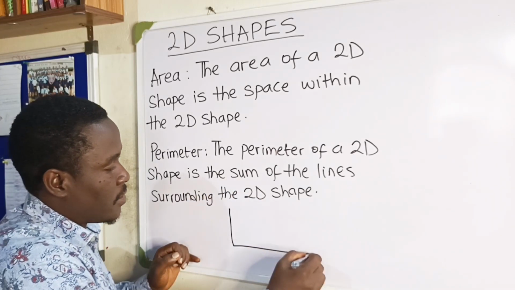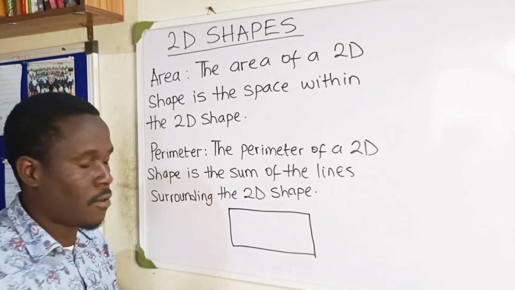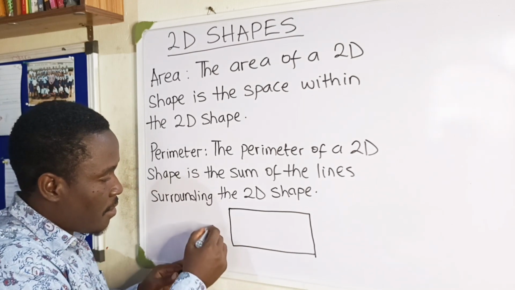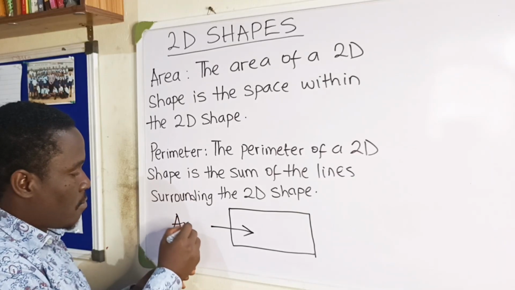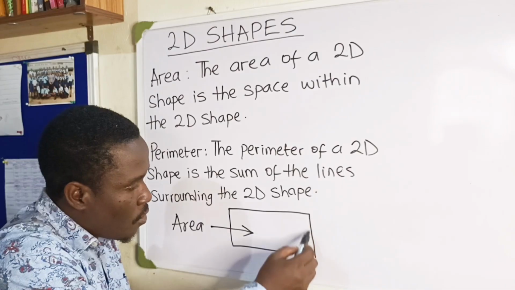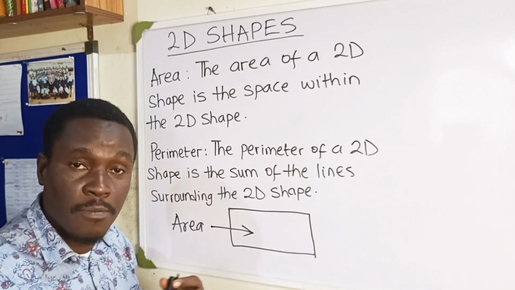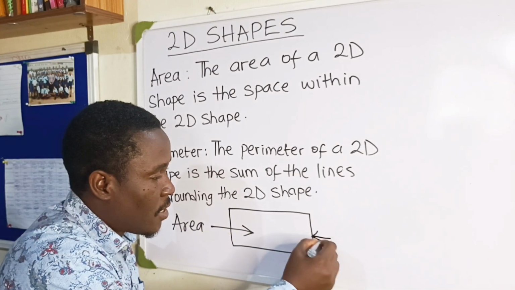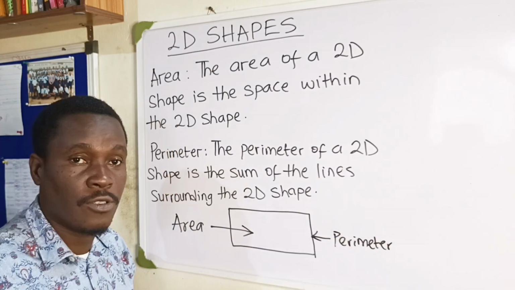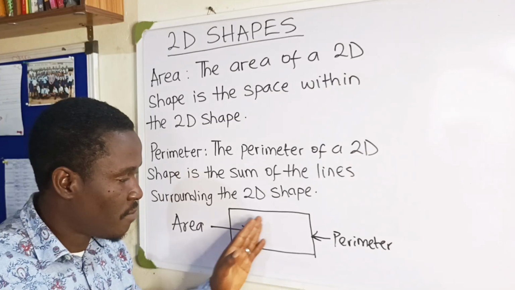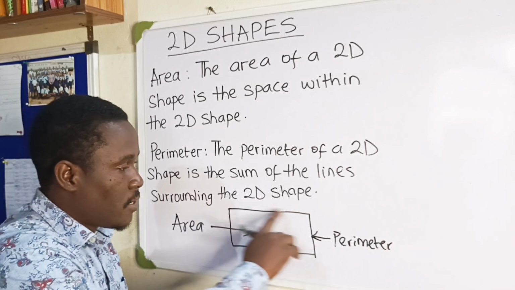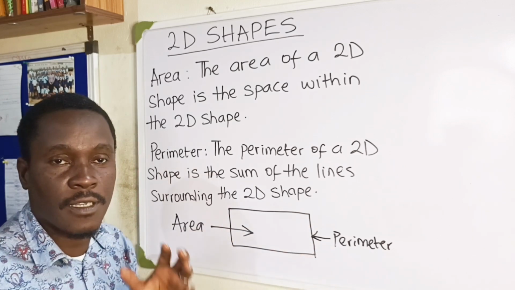So if we have a shape like this, the empty space, this space inside, is the area. So the empty space is the area of the 2D shape, while the sum of the lines is the perimeter. So the perimeter is the line, the sum of the lines. So whenever you're told to calculate the area of a 2D shape, remember that you are told to calculate the space inside the 2D shape. And then the perimeter is simply the sum of the lines surrounding the 2D shape.